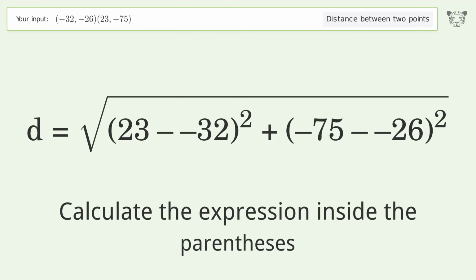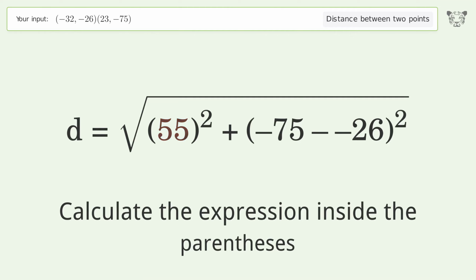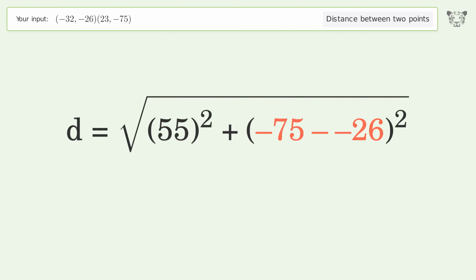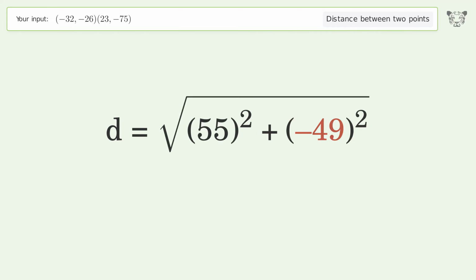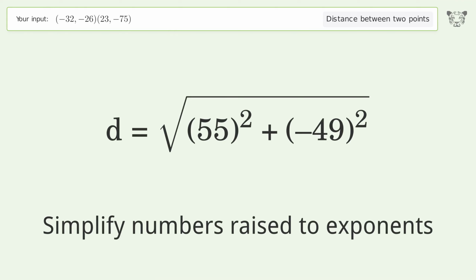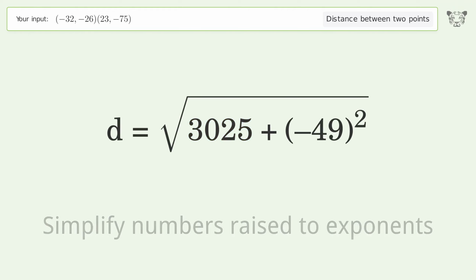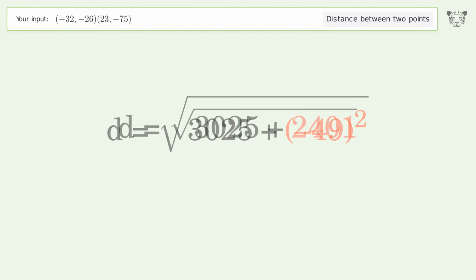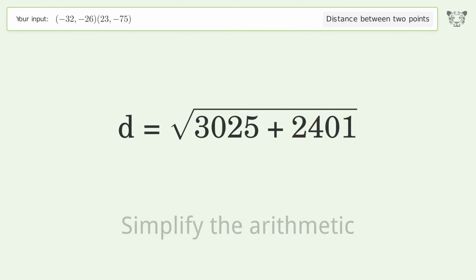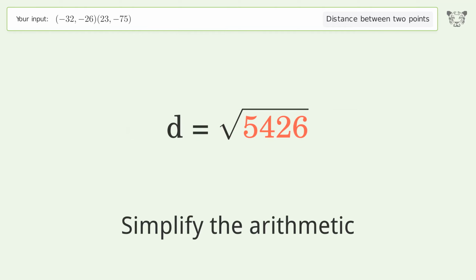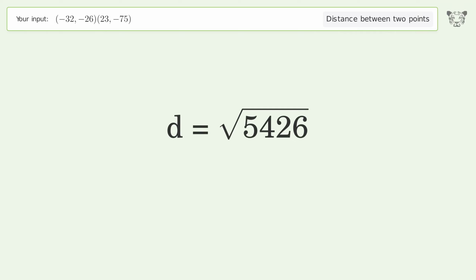Calculate the expression inside the parentheses. Simplify numbers raised to exponents. Simplify the arithmetic. And so the distance between the 2 points is the square root of 5,426, or 73.661.